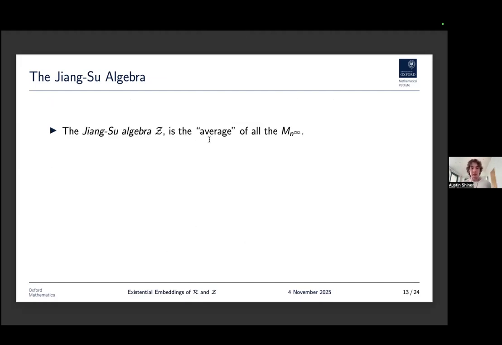The answer, though, is the Jiang-Su algebra. This is heuristically just some sort of average of all of the Mn infinities, thus solving the problem that we had on the previous page.